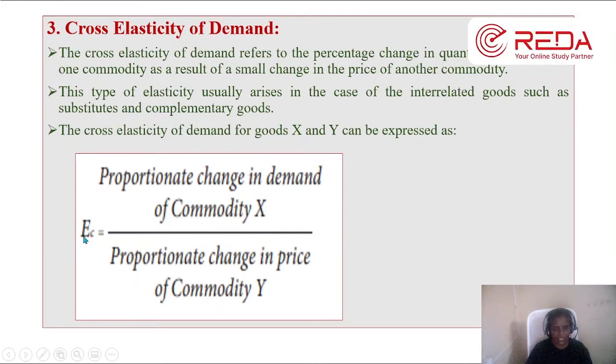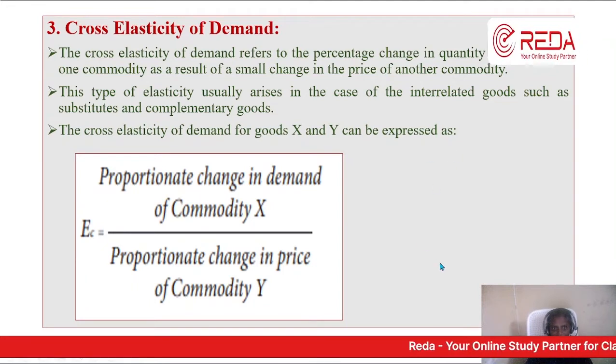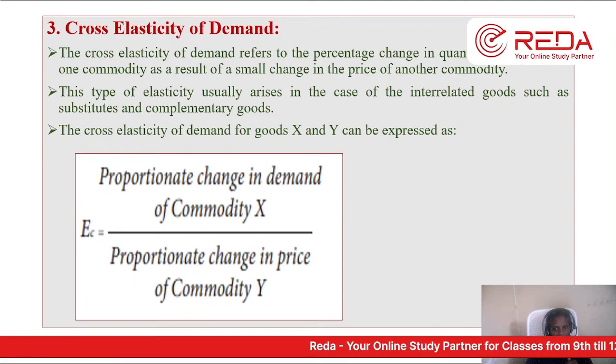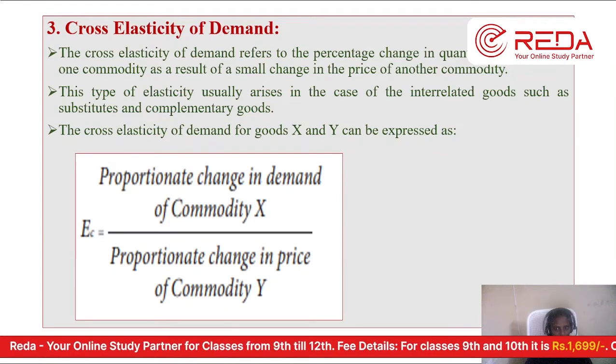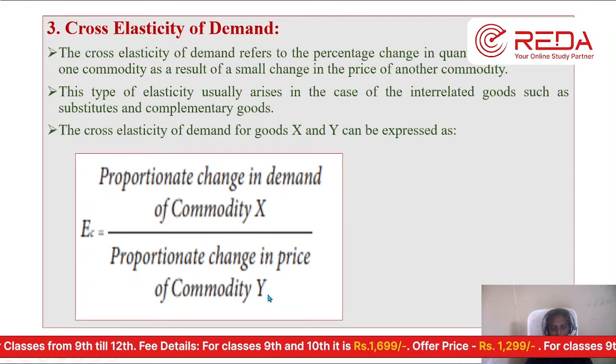So cross elasticity of demand is equal to proportionate change in demand of commodity X divided by proportionate change in price of commodity Y. You see, in the numerator it is commodity X, in the denominator it is commodity Y. So this is the main difference under cross elasticity of demand. Sometimes we need to see the demand for two commodities, like substitute commodities, like complementary commodities. So what will happen to the demand for commodity X when there is a change in the price level of commodity Y? This is very important.